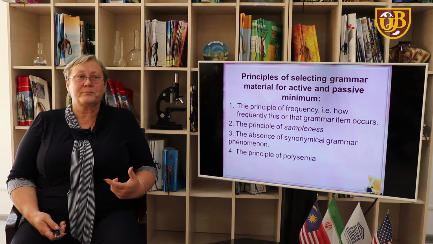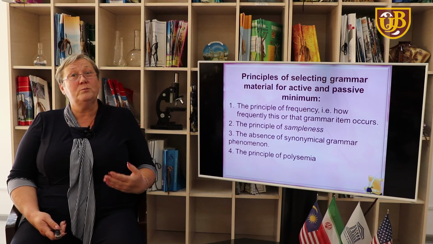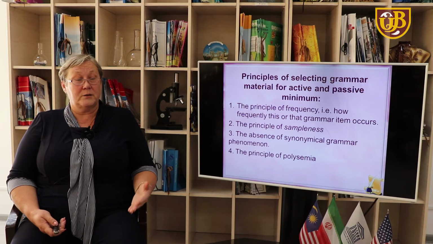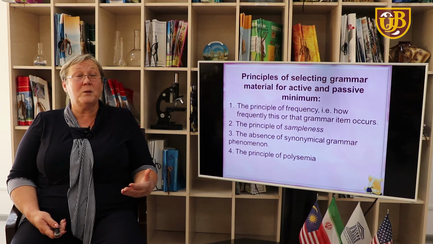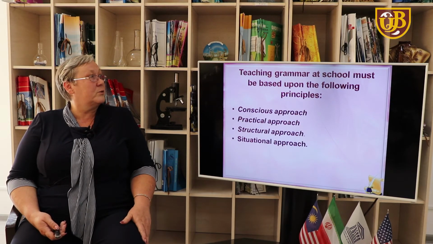For example, if I'm not mistaken, the word table has 24 meanings in the dictionary. We know many of the students believe that the word book means only the papers that we read, but it may be a verb, it may be a noun, and it may be used in different meanings. Teaching grammar at school must be based upon the following principles.